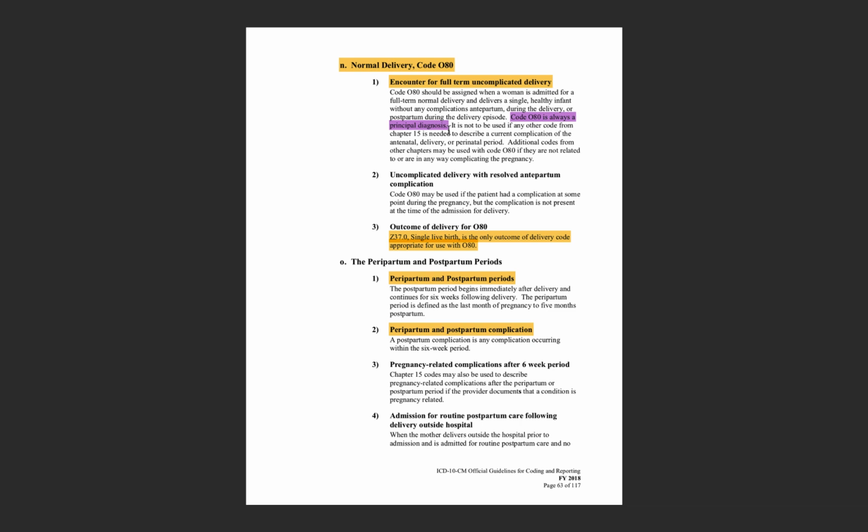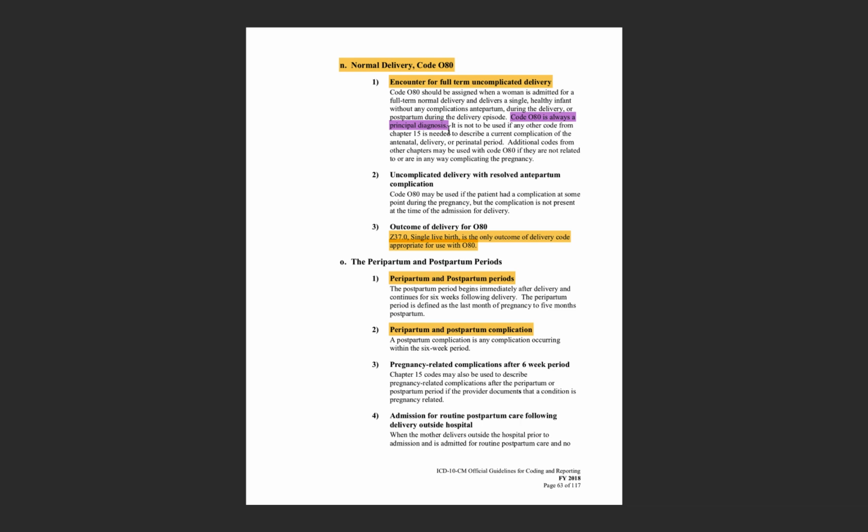As I said before, along with O80, an outcome of delivery code must be on the claim. It's usually the last listed code. Z37.0 for single live birth is the only outcome of delivery code appropriate to use with O80. You could even write that next to O80 in your book, because basically if you use O80, you must use Z37.0.